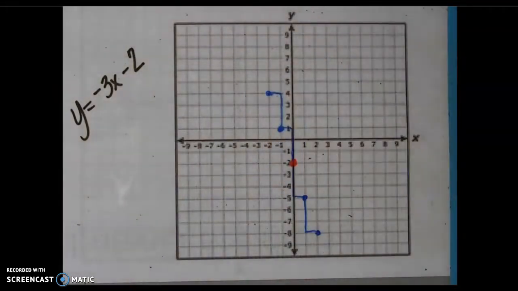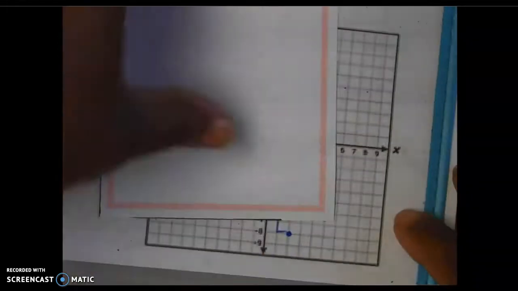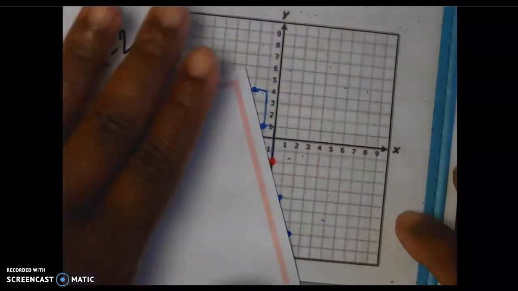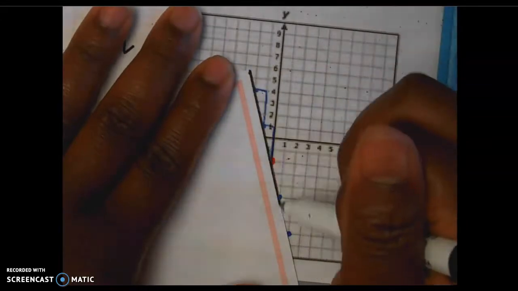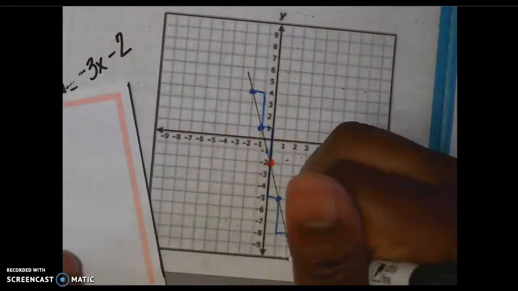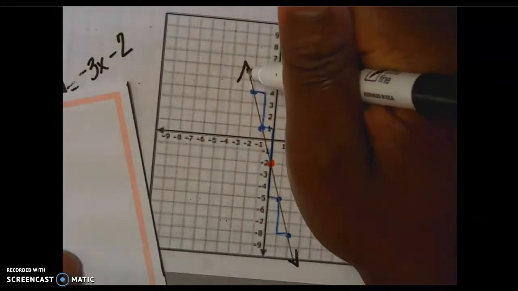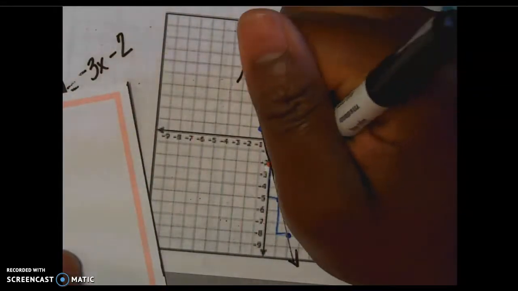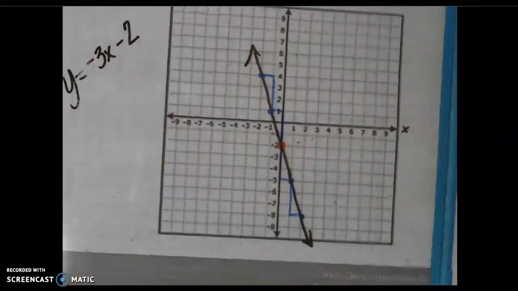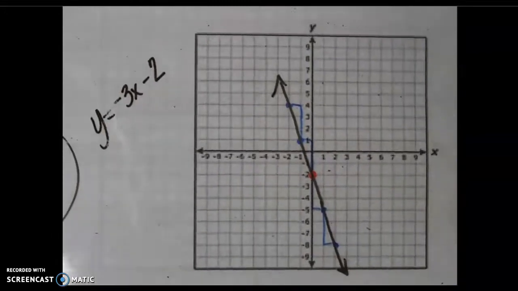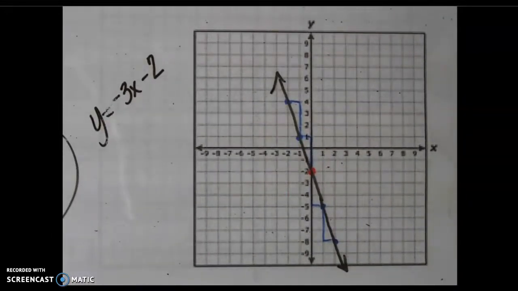Now I am going to draw my line in black. That is how you graph a line given an equation. So now you are going to go ahead and graph some equations. Make sure your y-intercept is red, your rise over run is blue, and your line is black.